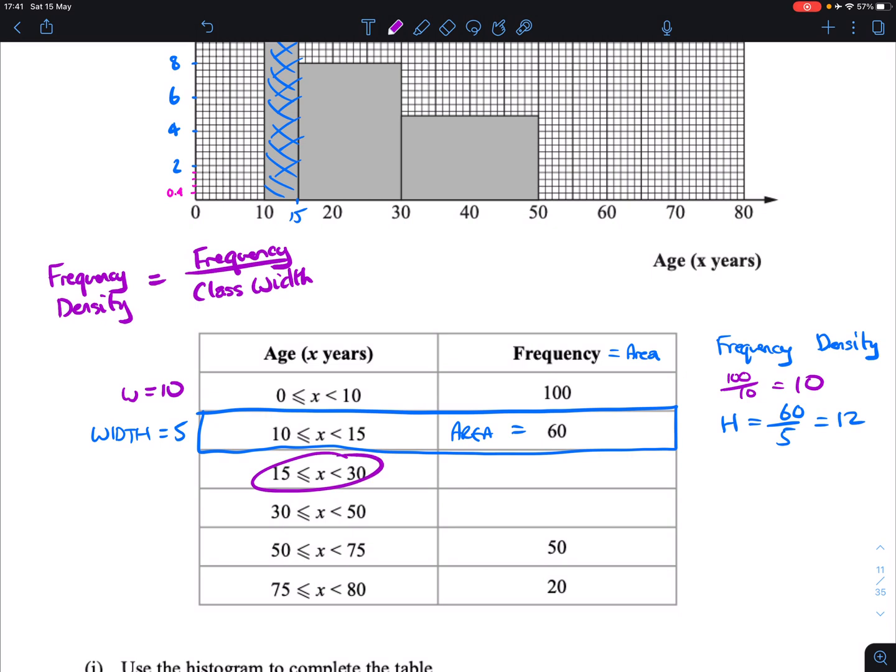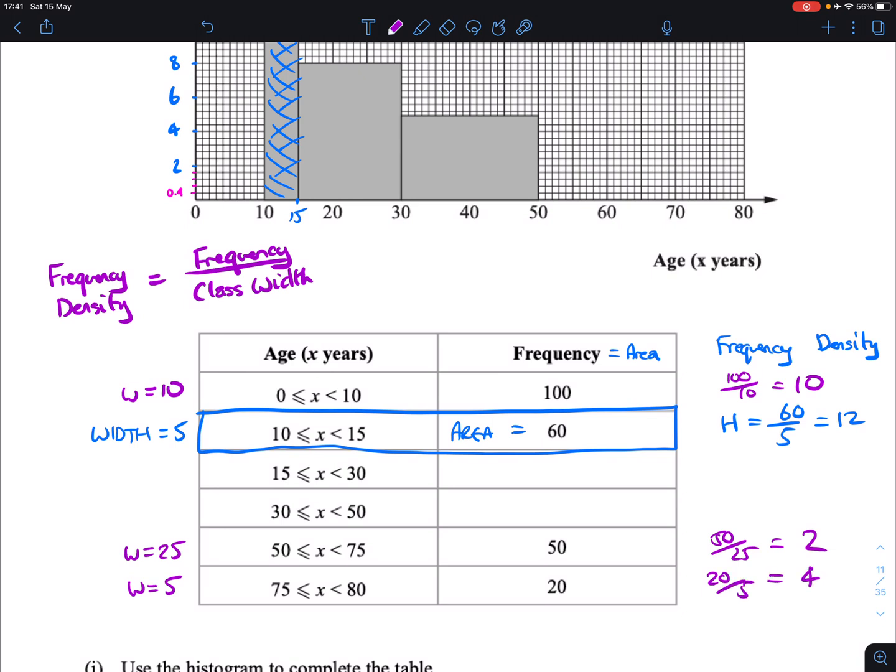Next one here, oh no, hold on, that's the one we get from the graph. 50 to 75 has a width of 25. 50 is the frequency, so our area is 50 over 25, giving us 2 for the height. And then our width of this group here is 5. 20 is our frequency, our area is 20. 20 over 5 equals 4.